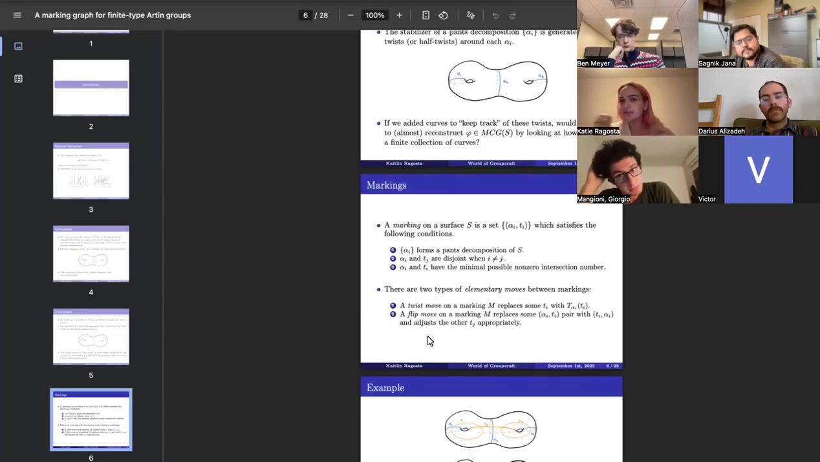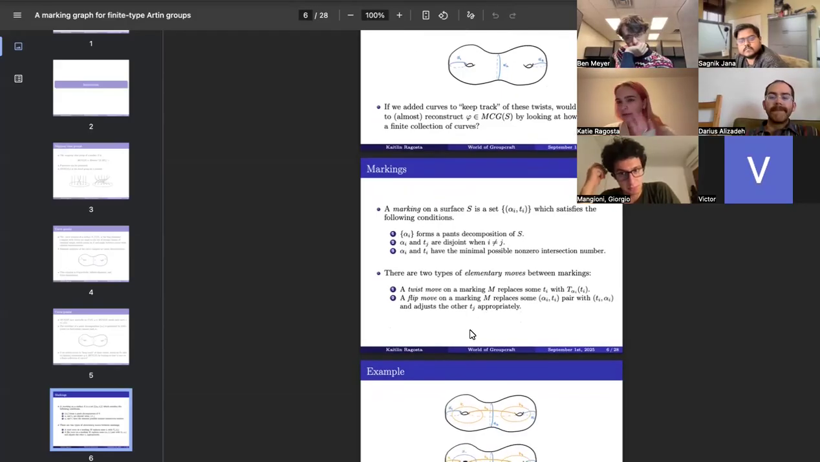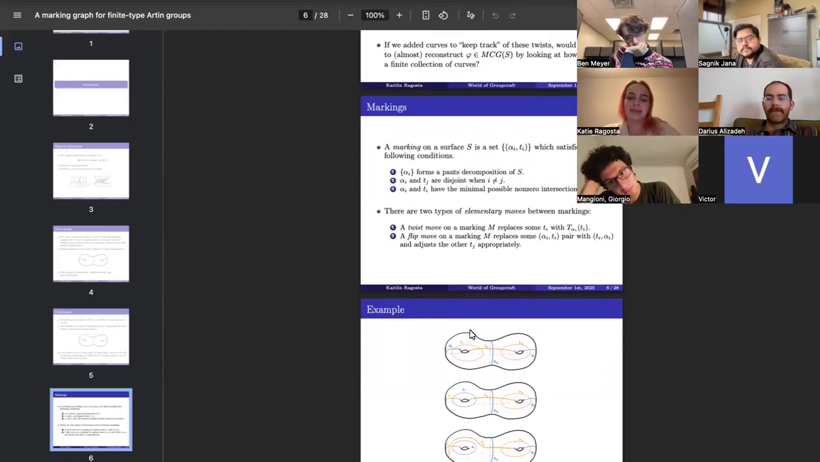A flip move does something slightly more complicated. So in essence, a flip move interchanges the roles of alpha_i and t_i in one of these pairs in my marking. And then I have to adjust some of the other curves appropriately, and I'm going to show you what I mean by that in the next slide.